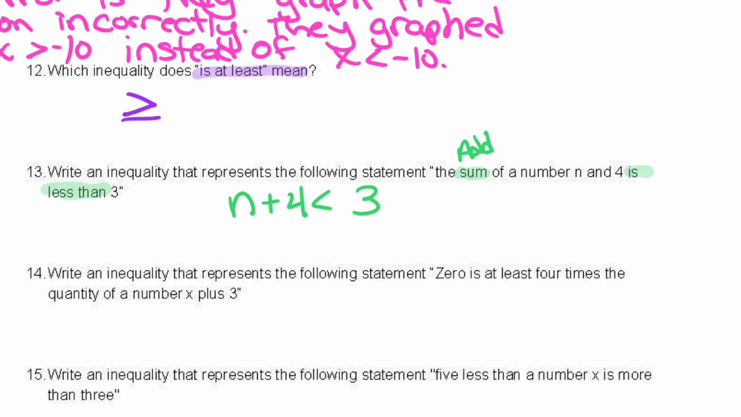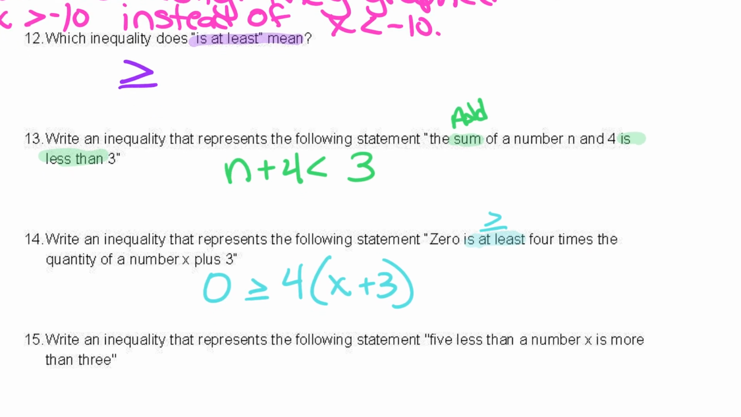Question 14. Write an inequality that represents the following statement. 0 is at least 4 times the quantity of a number x plus 3. So at least is our greater than or equal to sign. So we're going to write 0 is greater than or equal to 4 times the quantity of. When you see that phrase, you're going to open a parenthesis, of a number x plus 3. And that's our statement for that one.